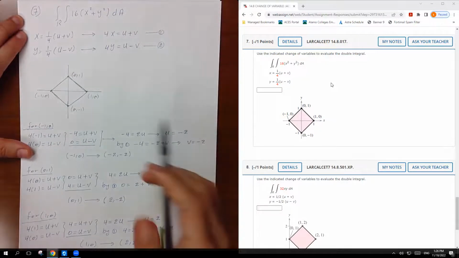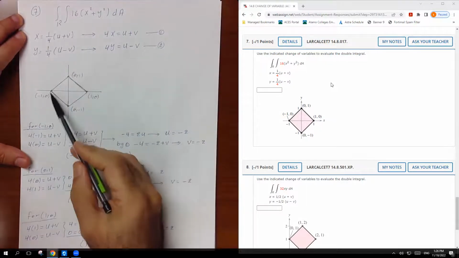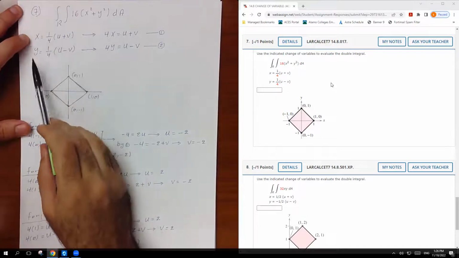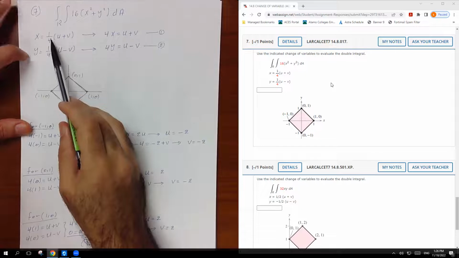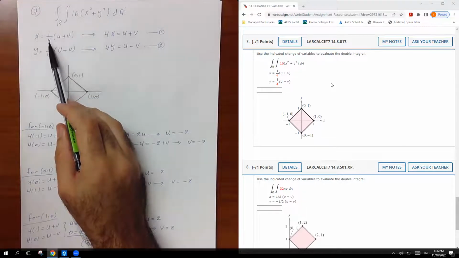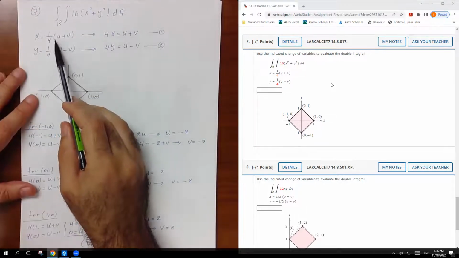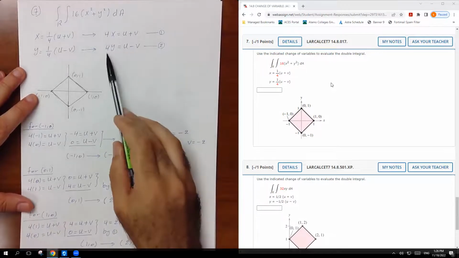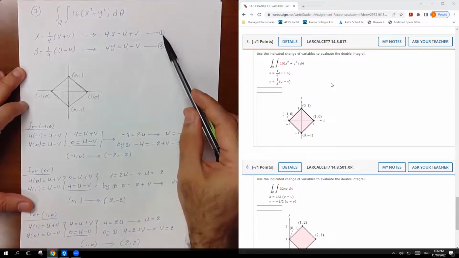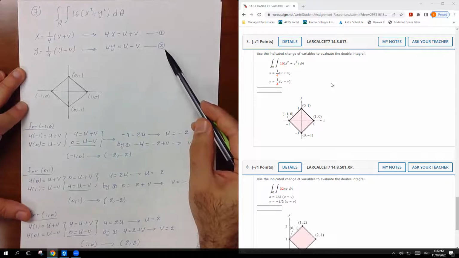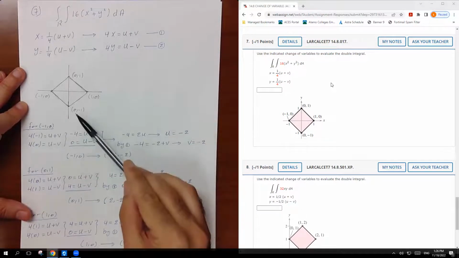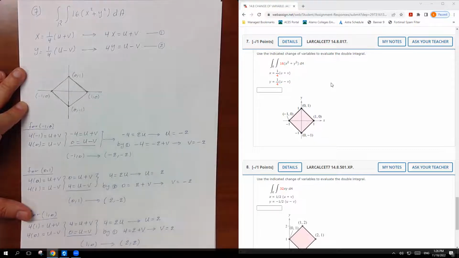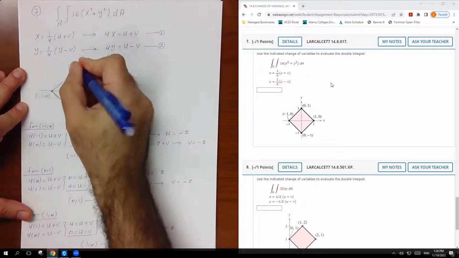The first thing, here is our graph and here are the points. We're going to convert this one. Here is x and here is y. Again, when you have a fraction, always try to cancel the fraction by multiplying by the same number. So I multiply both of these by 4. So it's going to be 4x equals u plus v and 4y equals u minus v. So here's the first one and here's the second one. Now I need to convert these 4 points from the XY plane to the UV plane.